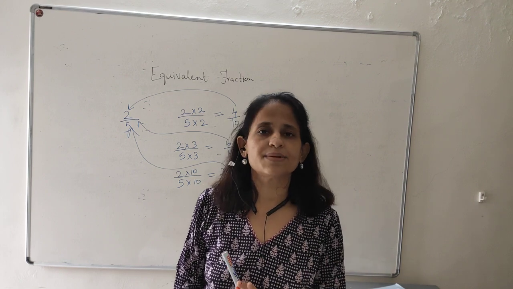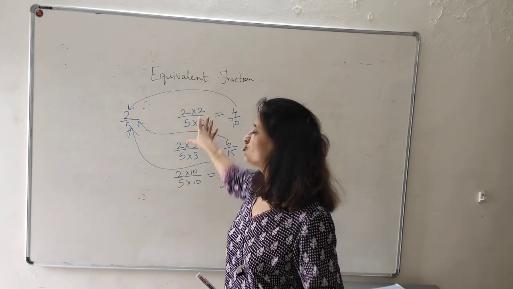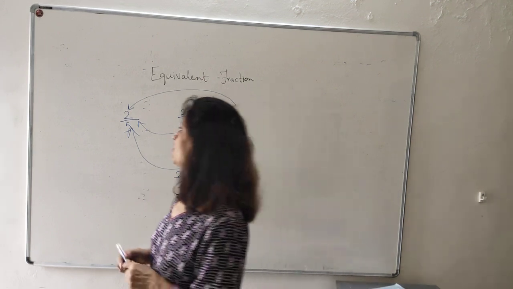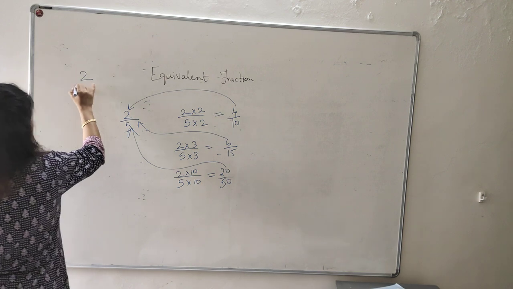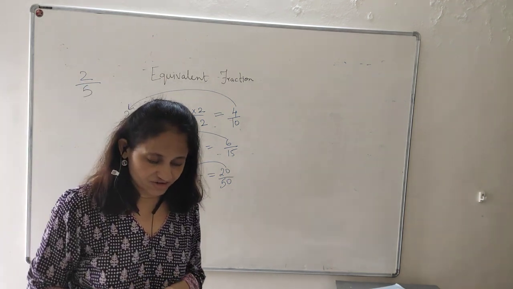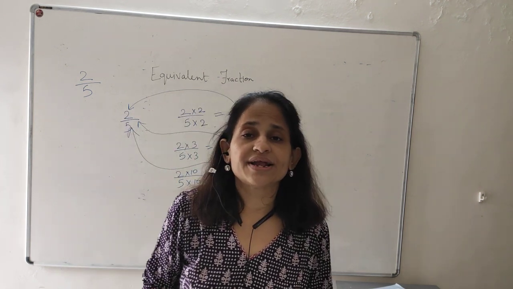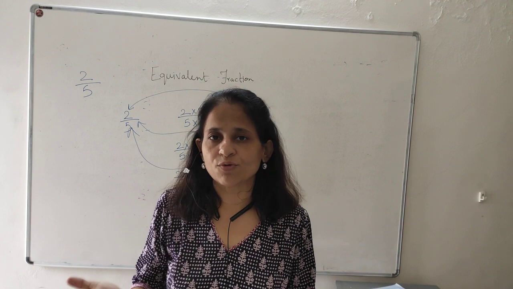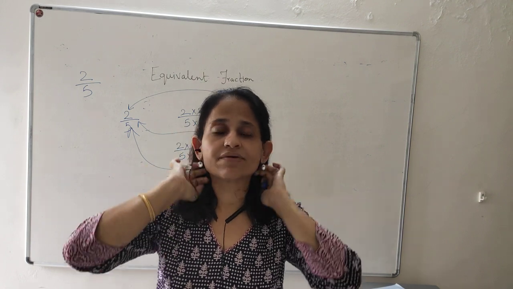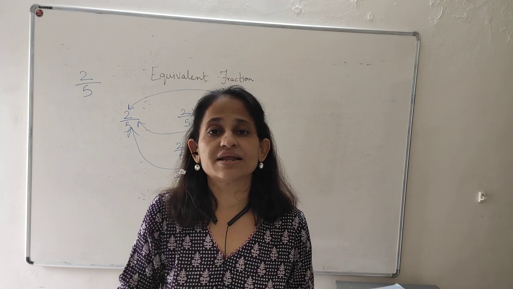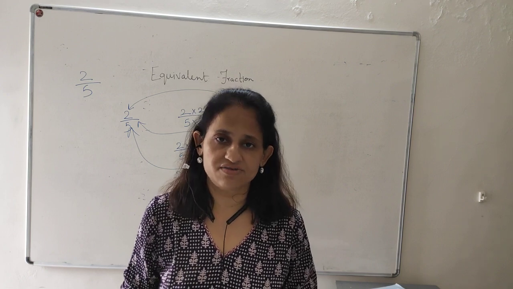Now in the beginning I told you that whenever we want to find an equivalent fraction, we can either multiply or divide. Here I showed you how to multiply and find an equivalent fraction. Now I take 2 upon 5. By division also I can find an equivalent fraction, but I want to find a common factor. 2 and 5, they both are prime numbers. They do not have any common factor. So we cannot find an equivalent fraction with the help of division.